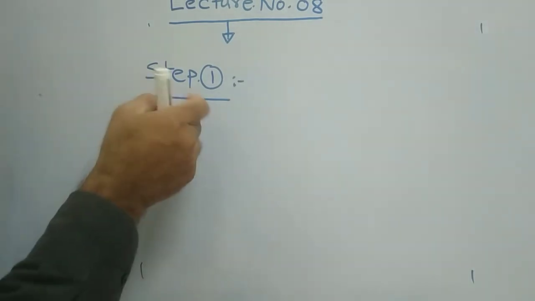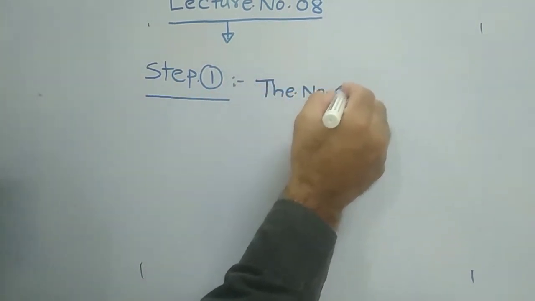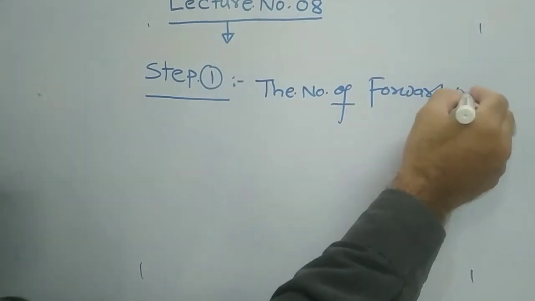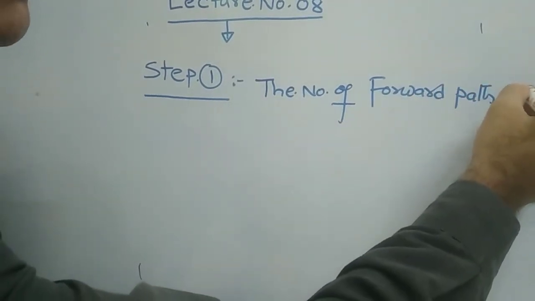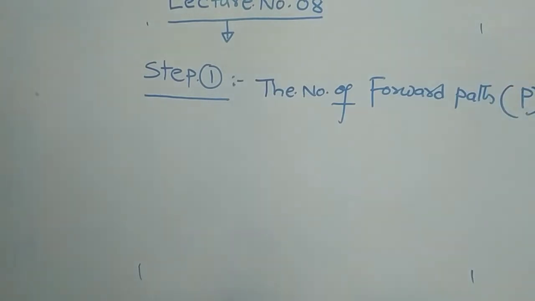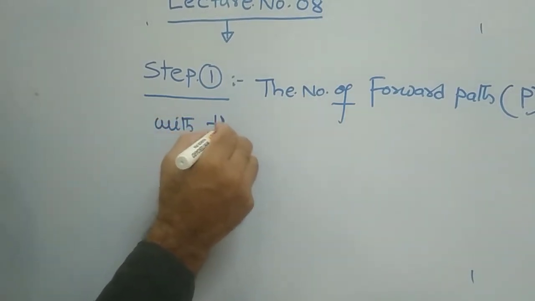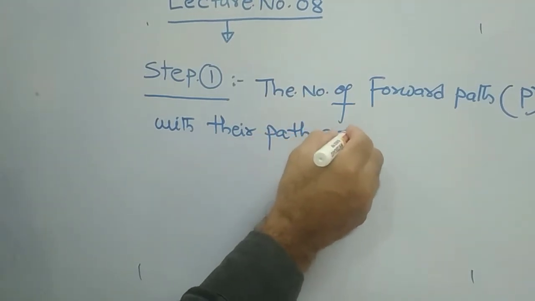In this step 1, we are going to identify the forward paths. So the number of forward paths. Normally the forward paths are identified by the capital letter P. The number of forward paths with their path gains.